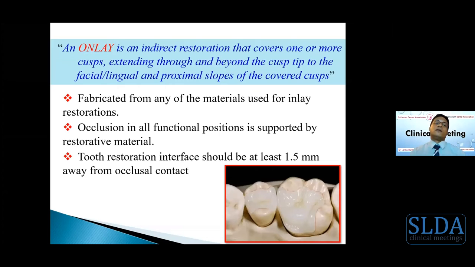When it comes to onlay, it's an indirect restoration that covers one or more cusps, extending beyond the cusp tip to the buccal, lingual, and proximal slopes of the covered cusp. These are fabricated from any of the materials used for inlay restoration. It is imperative that the occlusion in all functional positions is supported by restorative material rather than tooth structure. Therefore, the tooth restoration interface should be at least 1.5 millimeters away from the occlusal contact. That is why you have to assess occlusal contacts before embarking on the tooth preparation.